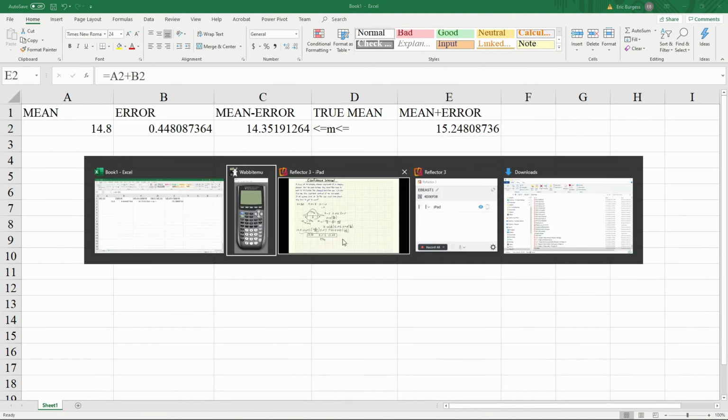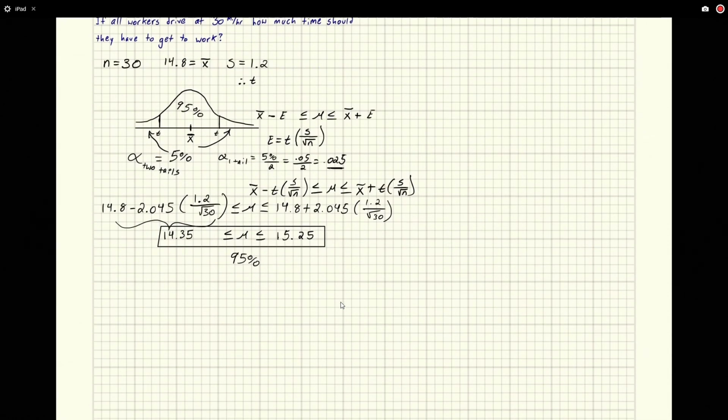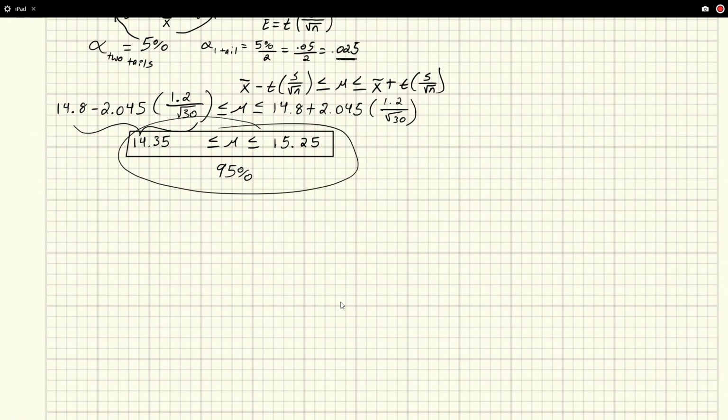Now there was one other question it had for us that we actually didn't finish reading. It's if all workers drive at 30 miles per hour, how much time should they have to get to work? So based on this confidence interval that we've got here, we want to make a policy decision. We want to say, okay, based on the statistics that we've done, we're going to institute a rule that we know will apply to 95% of the people. It's very, very likely that this is the average. And so we're going to use this to say, okay.